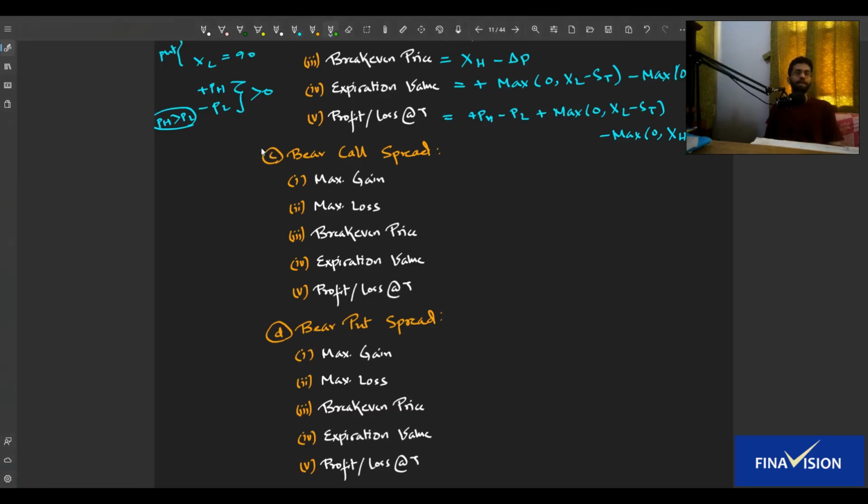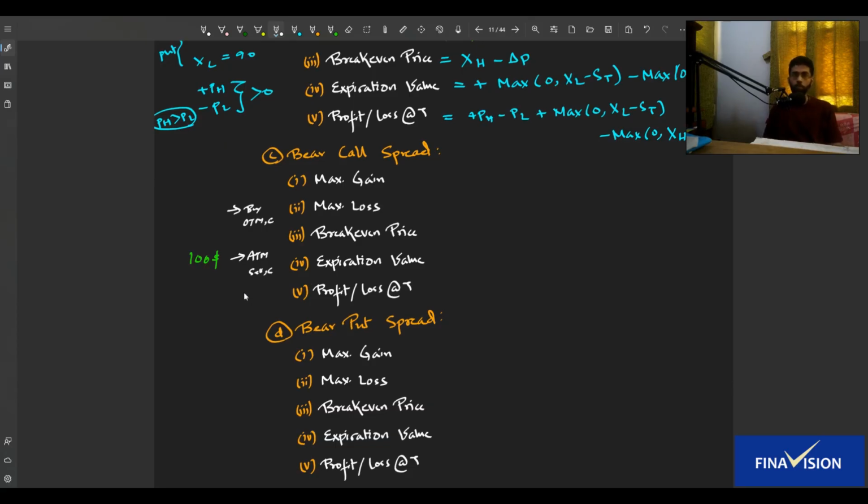Now let's say a stock is at a price of $100, right? Now we want to get into a bear call spread. What do we do? We sell a call which is at the money, and we buy the higher strike, out of the money call. So in a bear call spread, we are selling the near the money or at the money call, and we are buying the higher strike call which is out of the money, right?